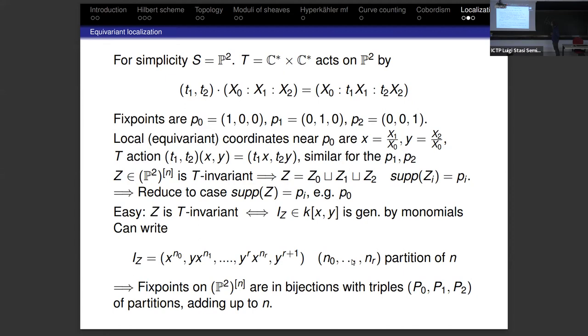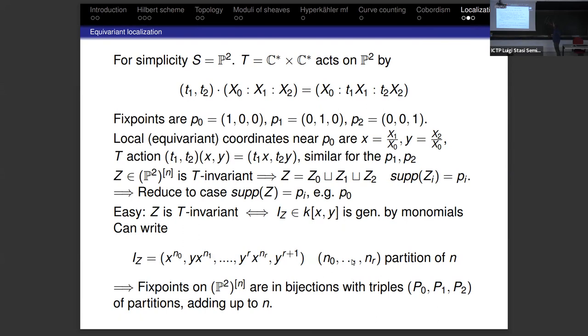Then it's easy to see the subscheme will be T-invariant if and only if its ideal, in, say, C[x,y], is generated by monomials. Otherwise, when you apply the action, the ideal will move. So because of this, you can write your ideal like this.